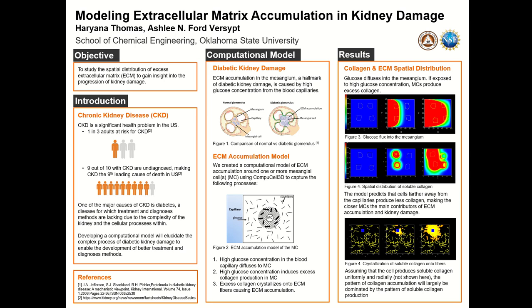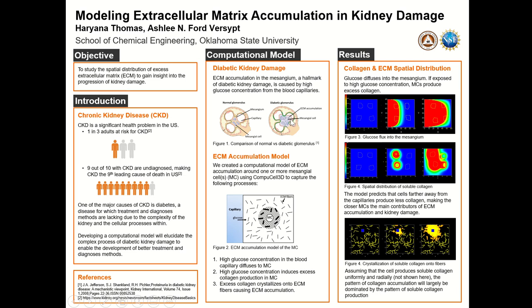So our model is of the glomerulus, which is the filtration unit of the kidney, and here we have a healthy glomerulus compared to a diabetic glomerulus. And one of the hallmarks of the diabetic glomerulus is that it has extracellular matrix accumulation within and around the mesangial cells.